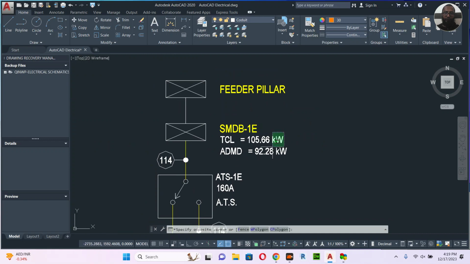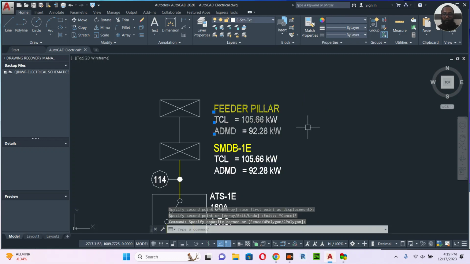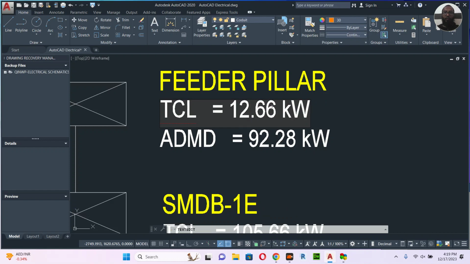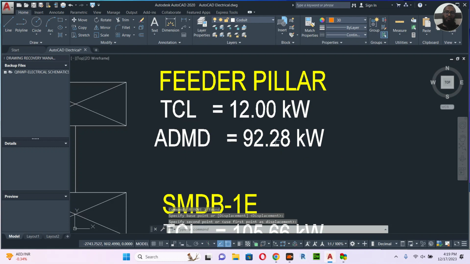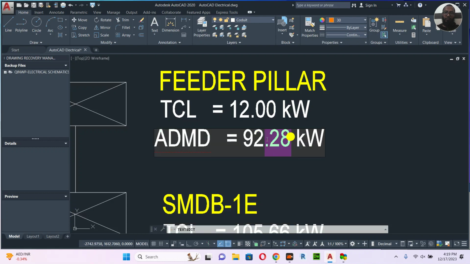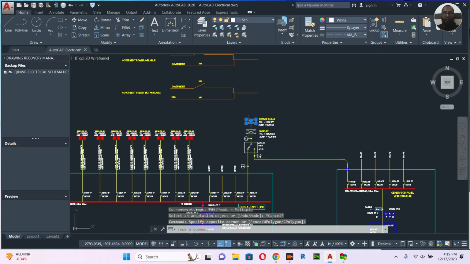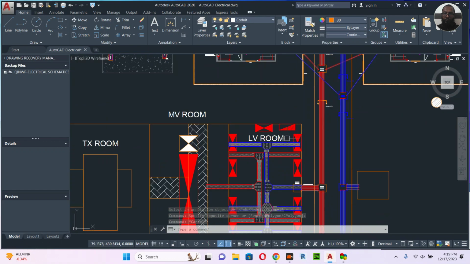So here, this is the feeder pillar DB, 12 kilowatts. Okay. So the demand is all lights, so we can go for 50% as I remember. So we will go 6 kilowatts. Check the book if I am wrong. So there will be another DB. I need another DB. Let's copy the DB. That's one. Let's copy this one.